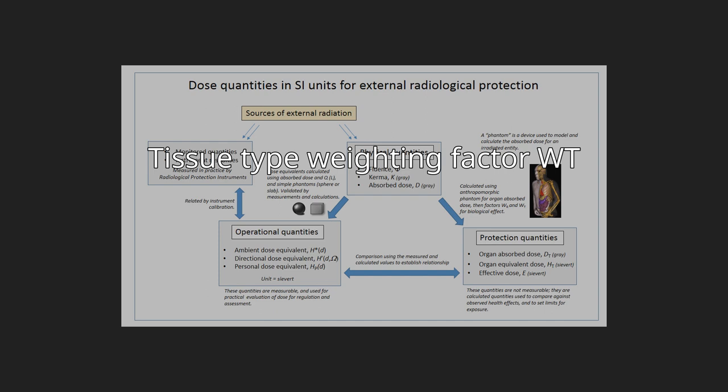In summary, the sum of tissue-weighted doses to each irradiated organ or tissue of the body adds up to the effective dose for the body. The use of effective dose enables comparisons of overall dose received regardless of the extent of body irradiation.